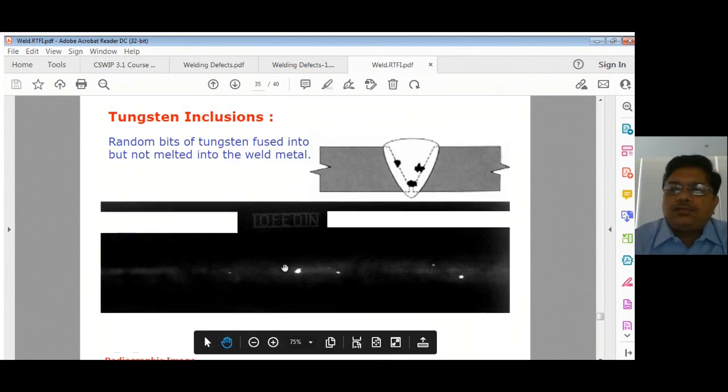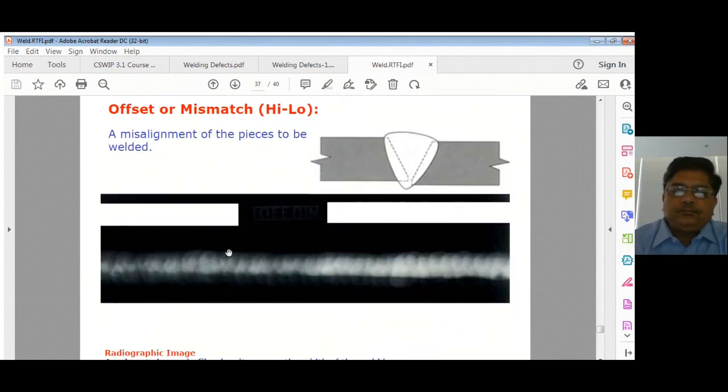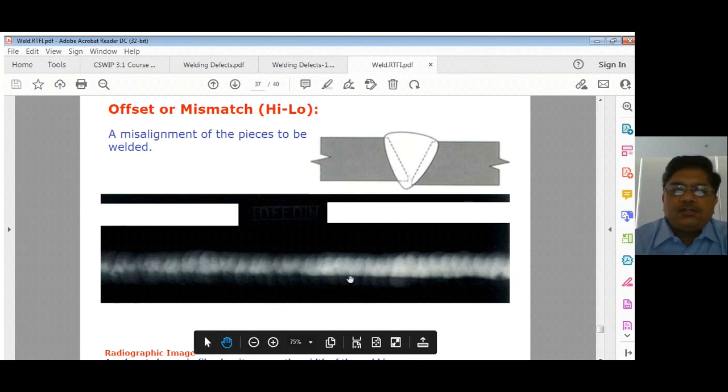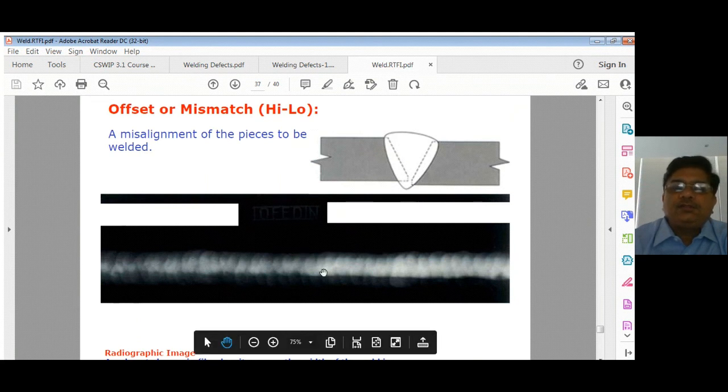Next is tungsten inclusion. Very easy to understand. This will be very light spots, and also if the process is GTAW, you will immediately know that it is tungsten inclusion. There is a bit of misalignment and high-low in this, and you can see within this a dark patch, and then a light patch overall in the welding. In the entire welding joint, all the films will not be like that. Few films will be like that, where there will be a lot of ovality. There you will see this kind of problem.